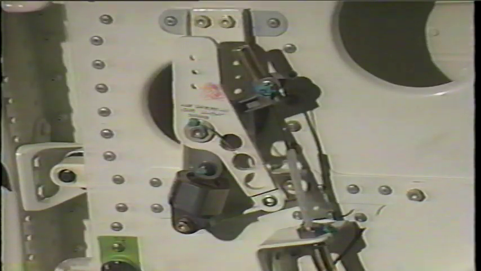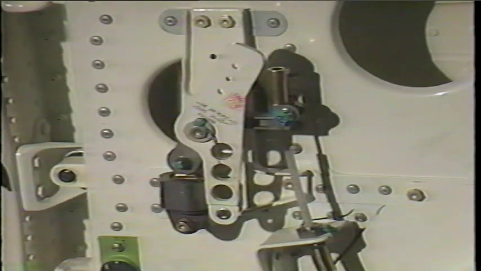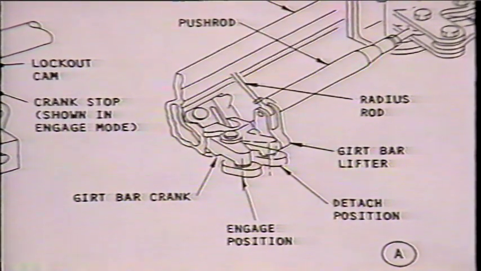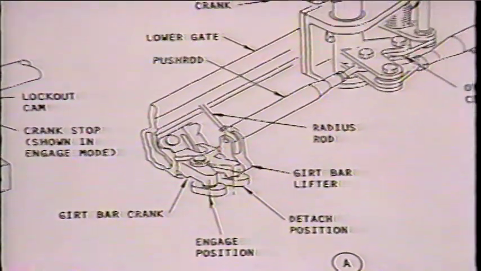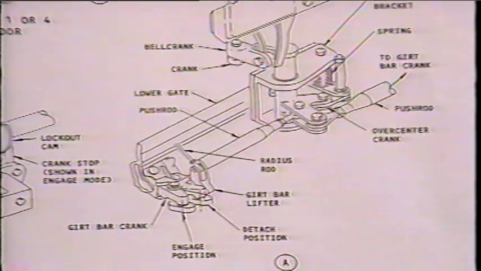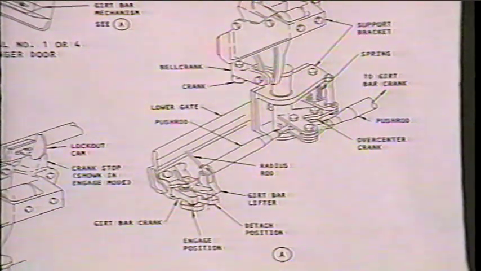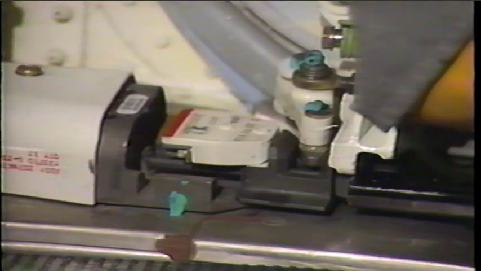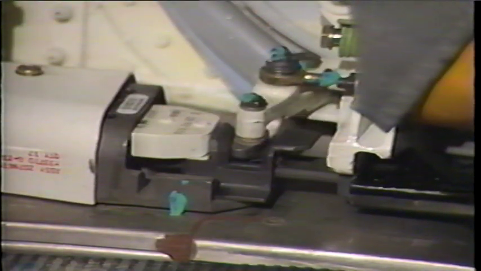To adjust the girt bar crank push rods, place the mode selector lever to the detach position. Rotate the girt bar cranks to their full detach position up against the girt bar lifters. Install the girt bar push rods, adjusting the length as required to pick up the girt bar crank and the center drive crank. Adjust the length of the push rods that connect the center drive crank with the girt bar crank to obtain the proper travel of the forward and aft girt bar cranks that activate the slider fittings. Minimum travel will depend upon airplane effectivity. Consult the maintenance manual for the correct adjustment.